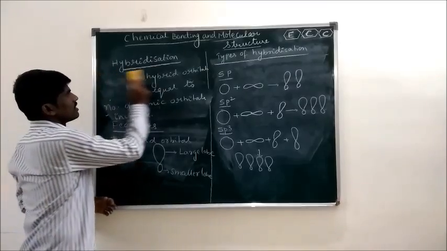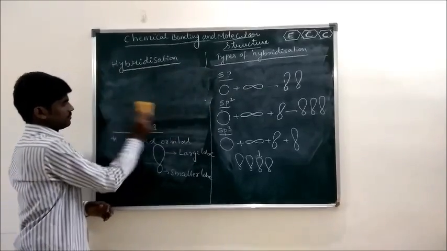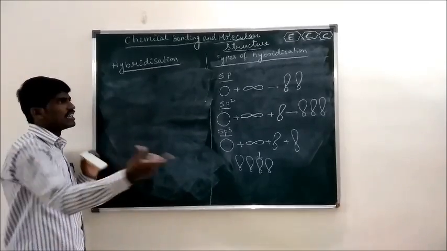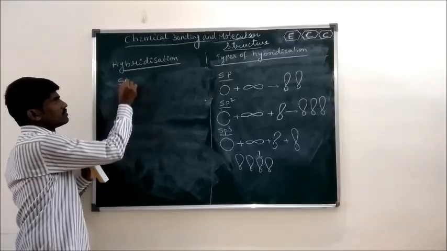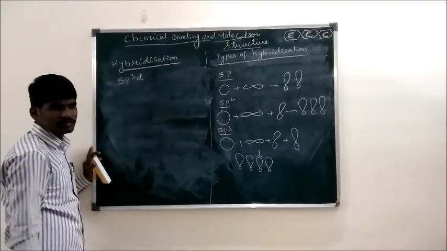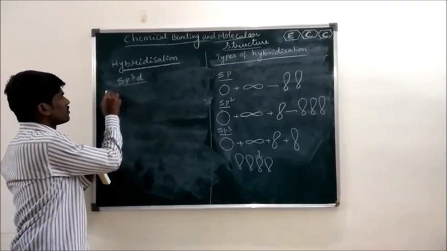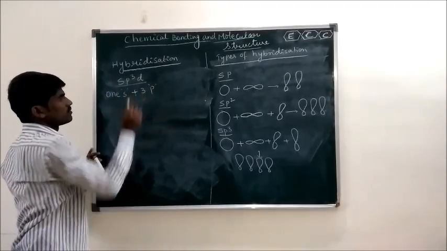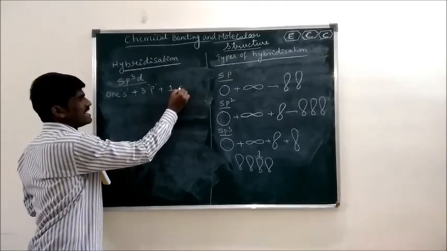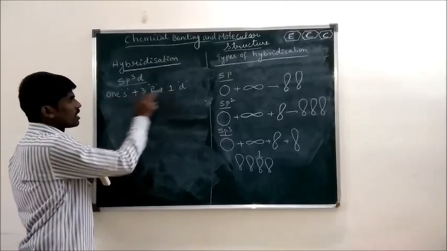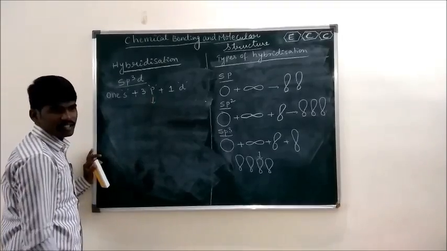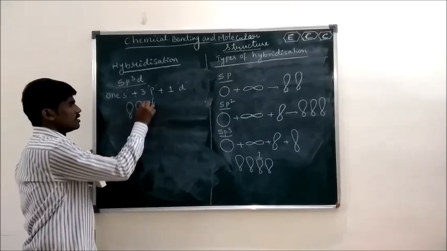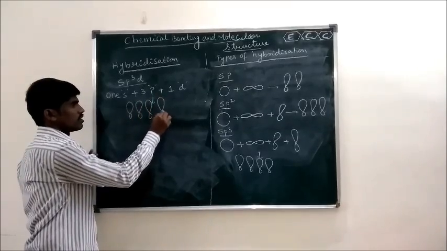And if you consider d orbitals involvement, if d orbitals are involved, there are other 3 types of hybridization. sp3d. Here one s orbital is involved, as well as 3 p orbitals, as well as 1 d orbital. Total number of atomic orbitals is 5. In such cases, you will get 5 hybrid orbitals.